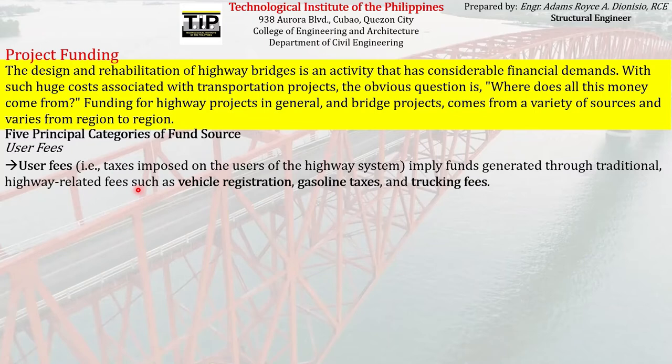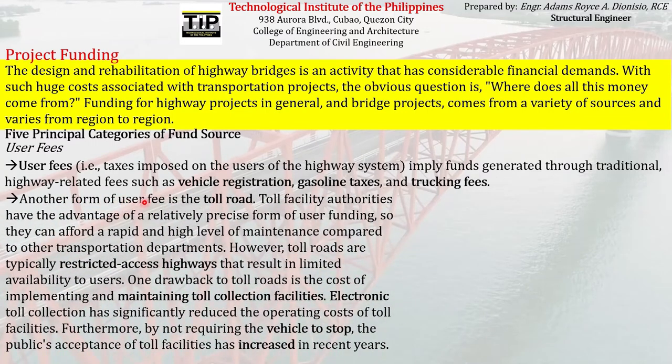So if you are a user of the highway system, for example, if you own a car and you usually travel on that particular highway system, you are included among the users that we are talking about. So there is this fee that is usually imposed on the users of a particular highway system just to be able to fund or provide for the needs of that particular highway. This can be in the form of vehicle registration, gasoline taxes, and trucking fees.